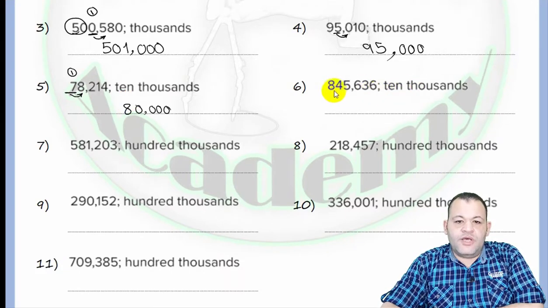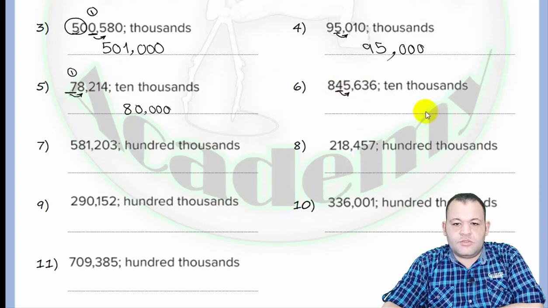Now we need to round 845,636 to the nearest 10,000. The 10,000 place is 4. If you look at the right, we have 4 digits. So we write 4 digits. Replace the number at the right with zeros. Number 2. Look at the right, we have 5. 5 is from the strong numbers. Strong numbers mean we need to add 1. 1 plus 4 equals 5.